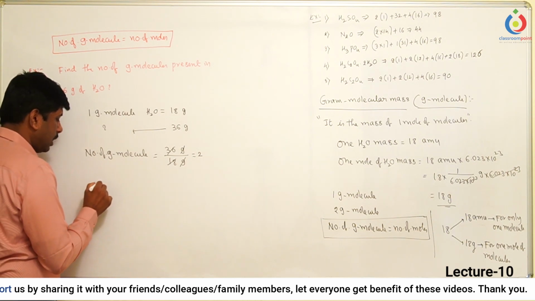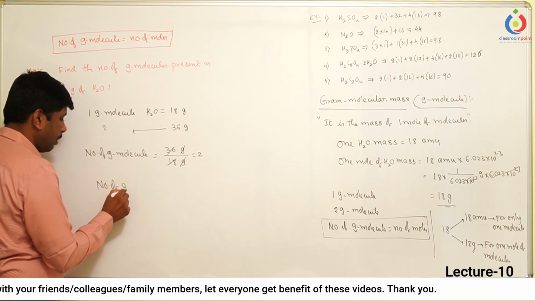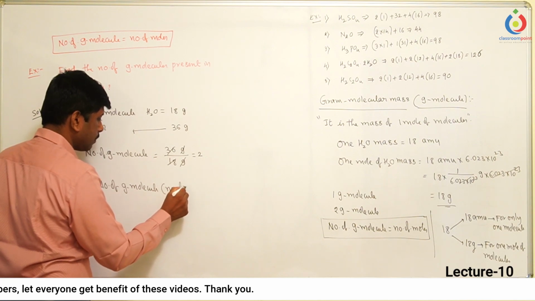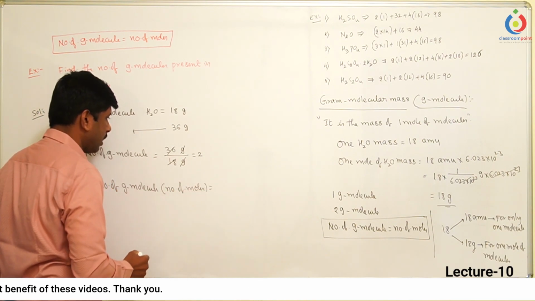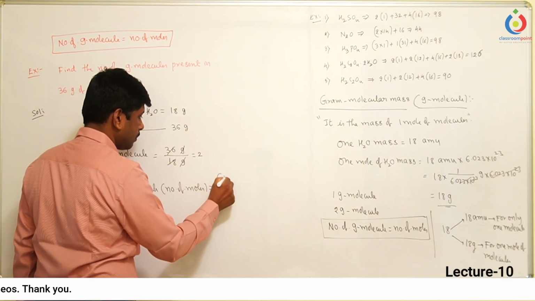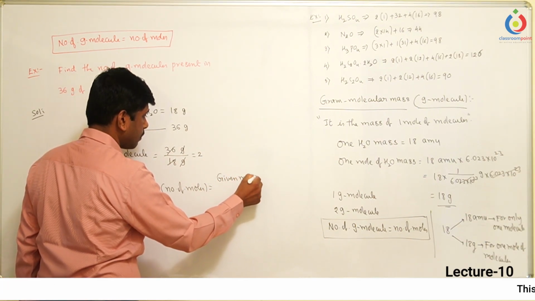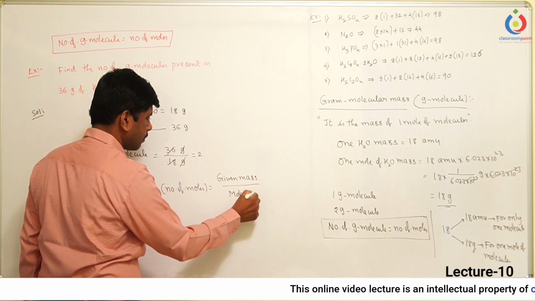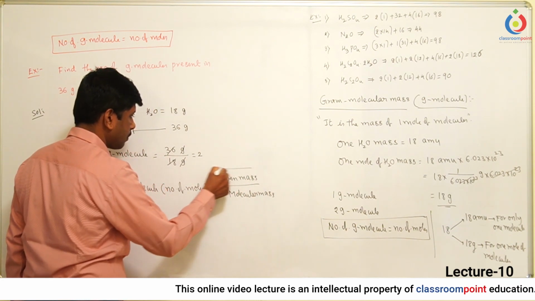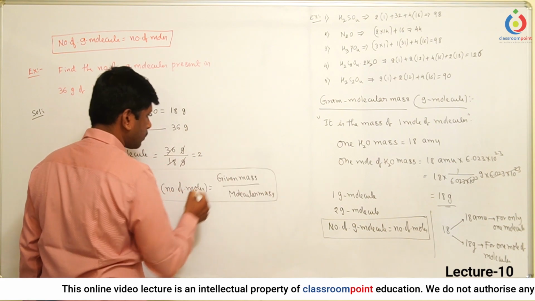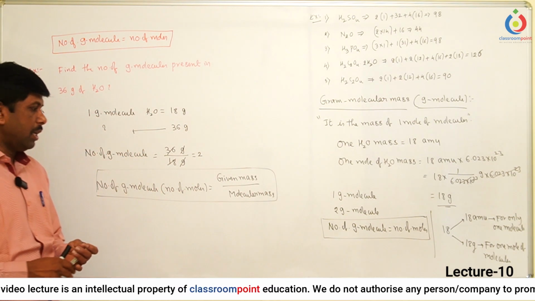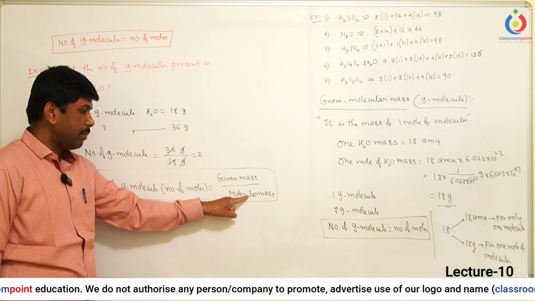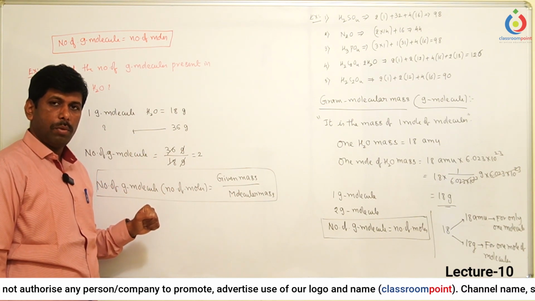So from this we can write the formula for the number of gram molecules, or number of moles, as given mass divided by molecular mass. Given mass divided by molecular mass is called the number of gram molecules or number of moles. For atoms we take the atomic mass here. For molecules we take the molecular mass.